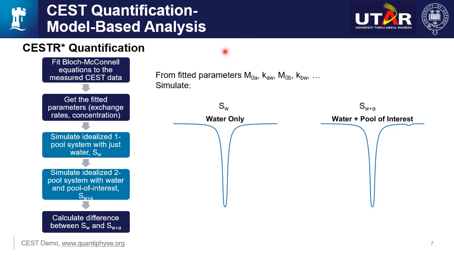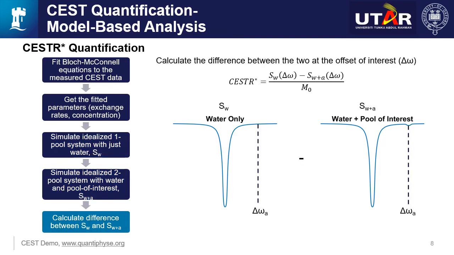And using these fitted parameters that we obtain from the model fitting, we then use the Bloch-McConnell equations to simulate an idealized one pool system consisting of just water, as well as an idealized two pool system consisting of both water and the pool of interest. Then to calculate CESTR star, we simply take the difference between these two idealized Z spectrums at the offset of interest. So for example, for amide, we would calculate the difference between these two spectrums at 3.5 ppm.